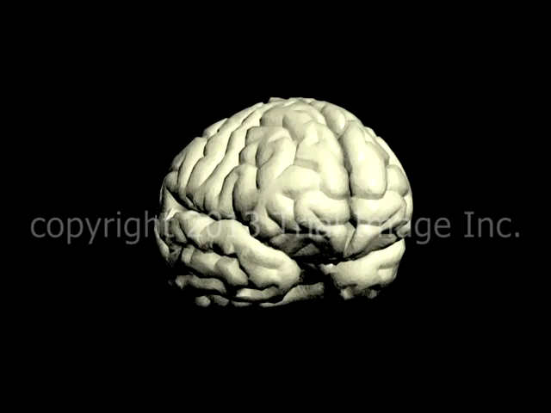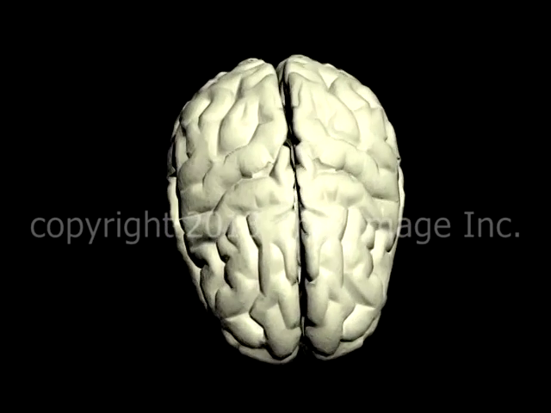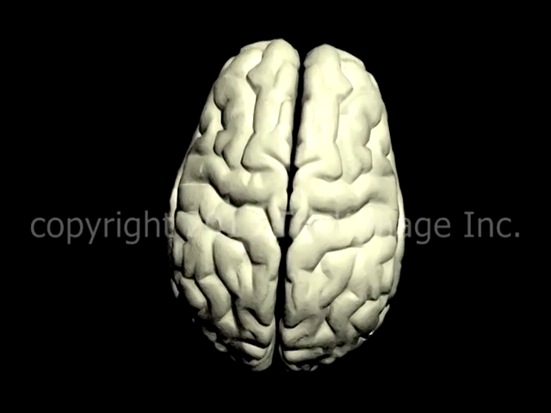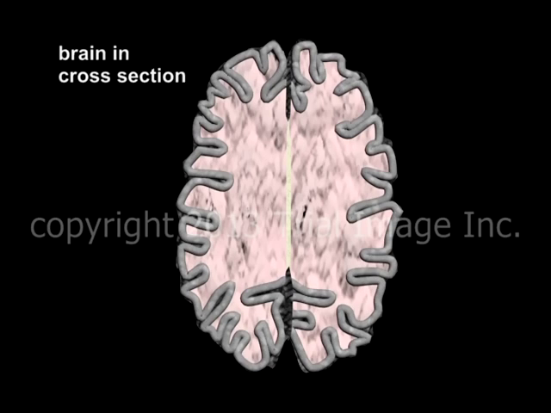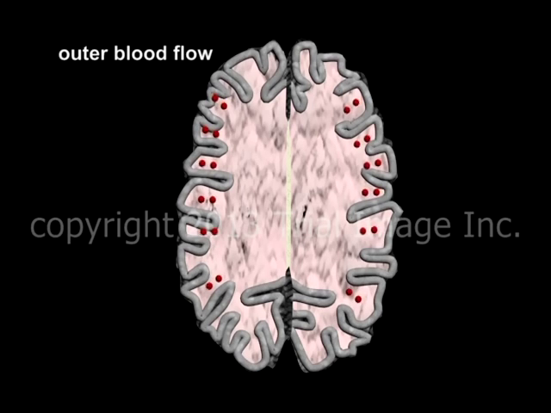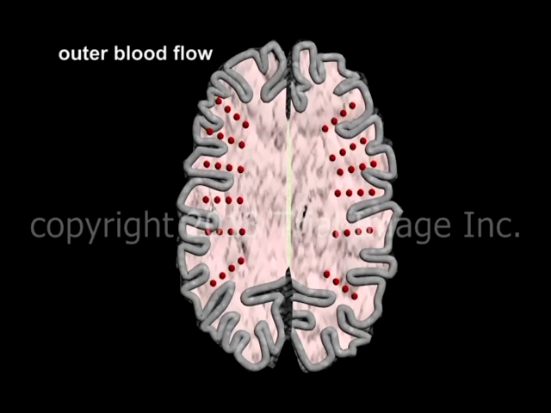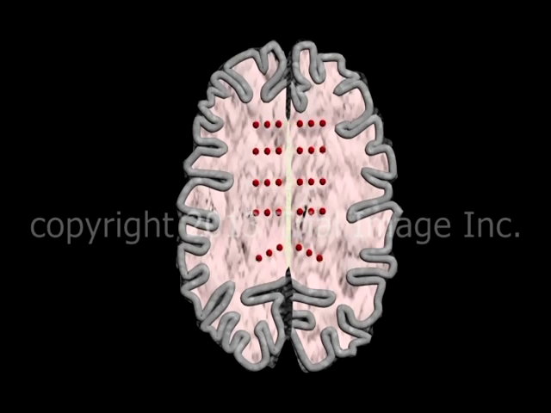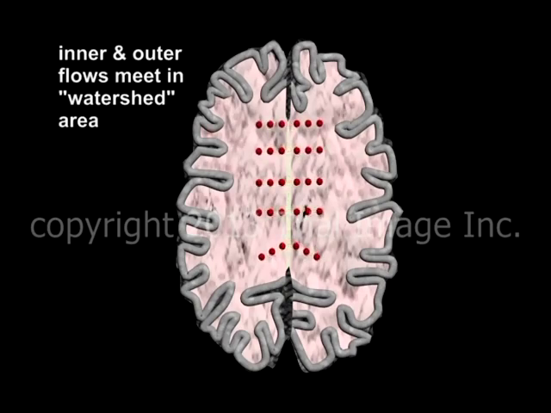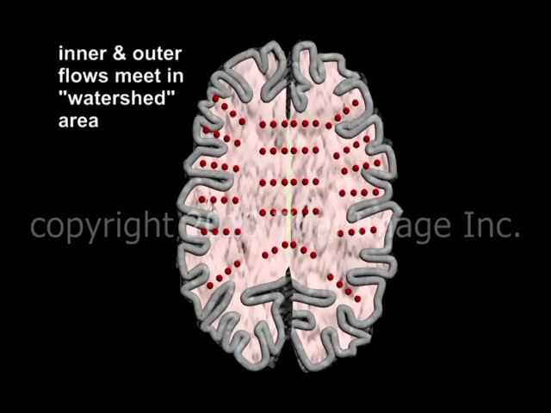To better understand how this occurs, let's take a look at the blood flow patterns in the brain. Here's a view of the brain in cross-section, looking from above. The arterial blood flow to the brain is such that there is a flow from the outer edge towards the center of each cerebral hemisphere, as well as a flow from the inner edge towards the center of each cerebral hemisphere. Where the inner and outer flows meet is known as the watershed area.